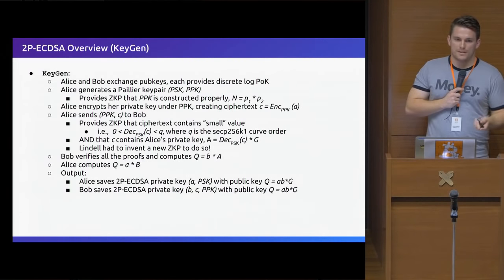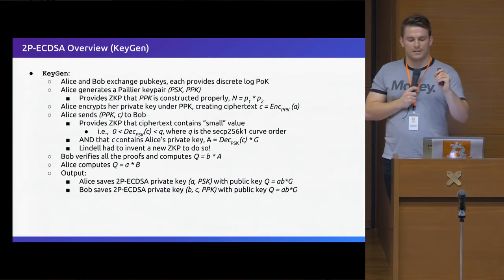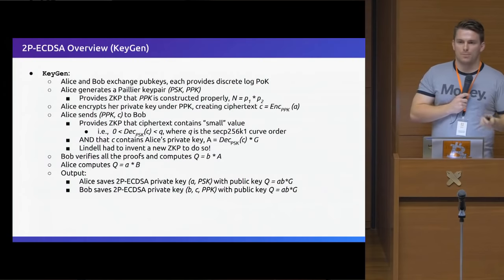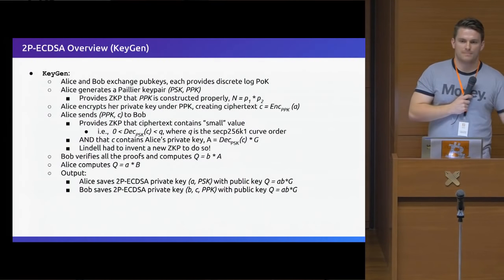Bob then saves the 2P ECDSA private key, which is his secret key, the C, which is, remember, the ciphertext encryption of Alice's private key, and then the Paillier pub key. And that's important because that allows Bob to continue to encrypt messages back to Alice, which she can decrypt.